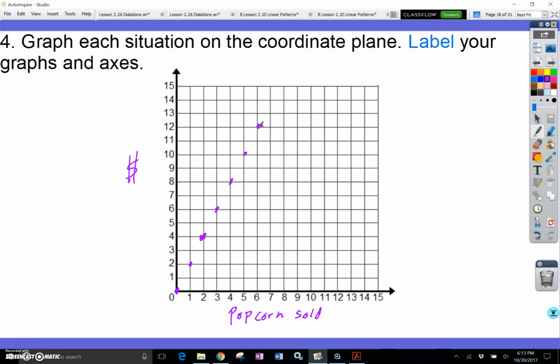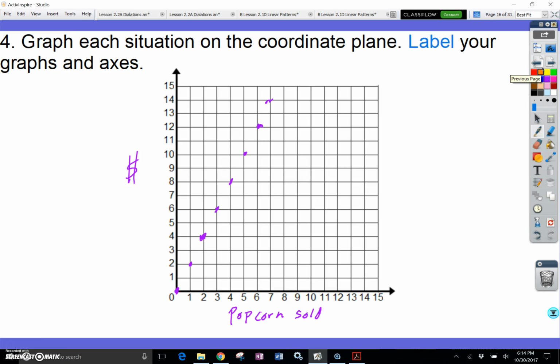And now hopefully you guys notice his stairs. Remember the staircase? We're not going to connect them because this is a discrete graph, because I can't sell half a bag of popcorn. But I go up 2 over 1, up 2 over 1, up 2 over 1, up 2 over 1. Remember, his rate of change is the same as slope. It's the staircase. It's the same as the rise over run.